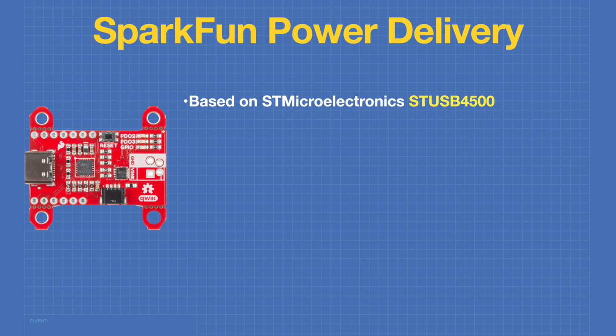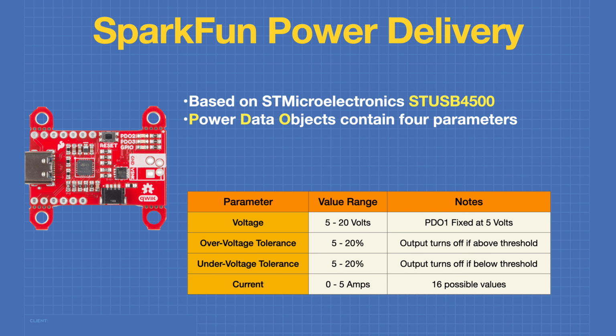The SparkFun Power Delivery Board is based on the ST Microelectronics STUSB4500 chip. One of the main concepts of this board is the use of power data objects. These are virtual objects that contain 4 parameters that define a USB PD connection. The parameters are voltage, overvoltage tolerance, undervoltage tolerance, and current limiting.